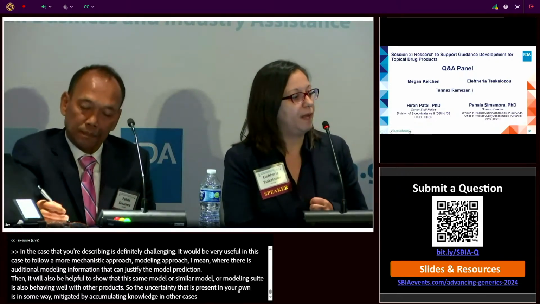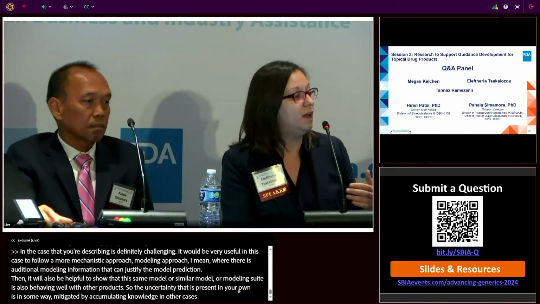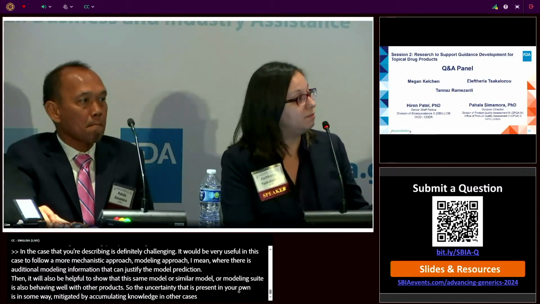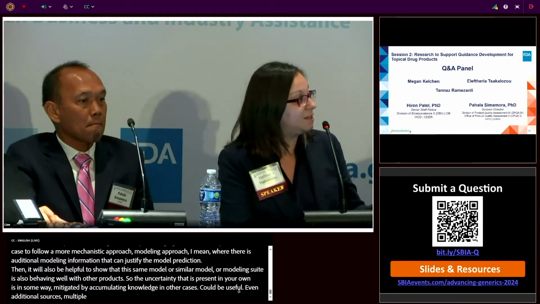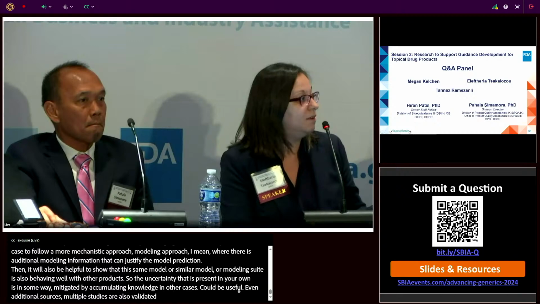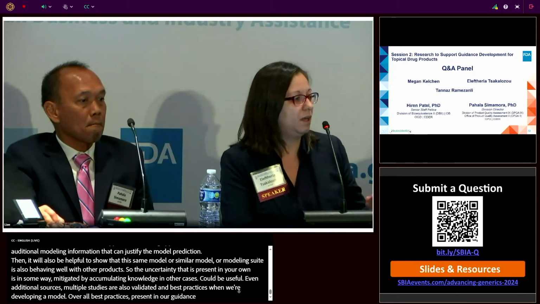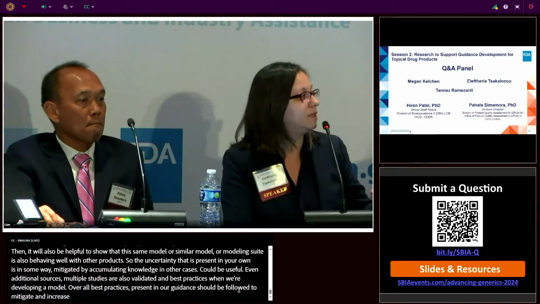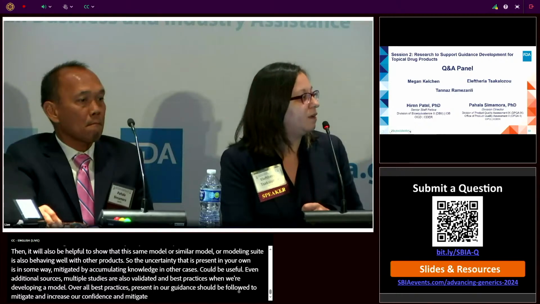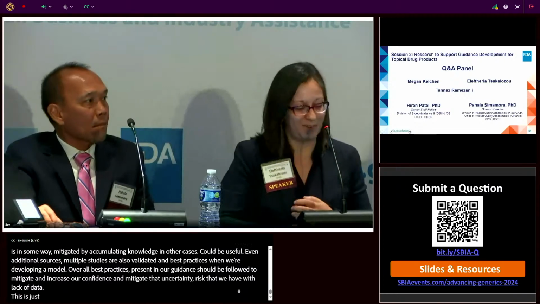Additional areas like matrices where the model can be validated would also be useful. Additional sources like multiple studies will also be useful. When we are developing a model, the overall best practices present in our guidances should be followed to increase our confidence and mitigate the uncertainty, the risk that we have with the lack of data. It's a very general question. Thank you very much for that response.